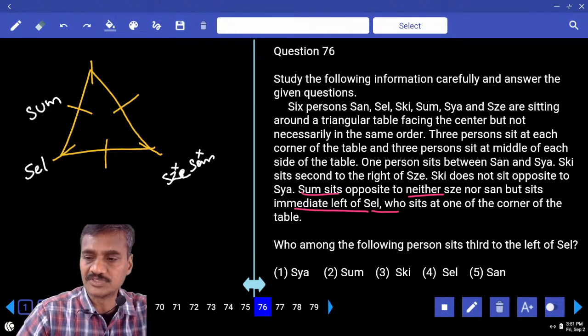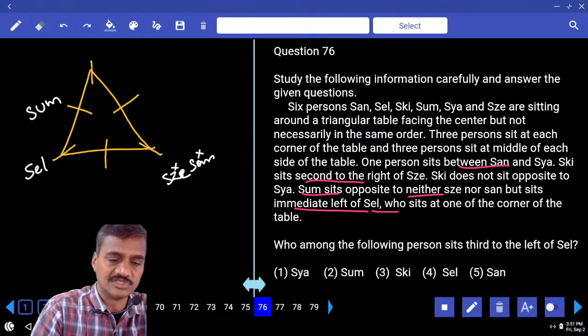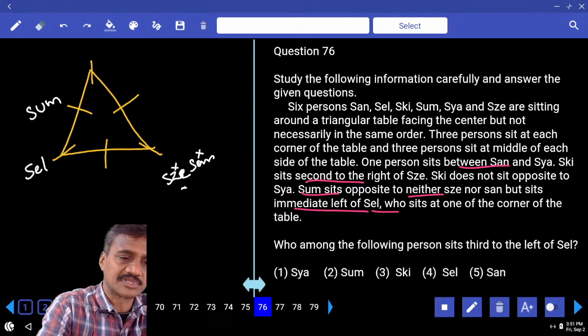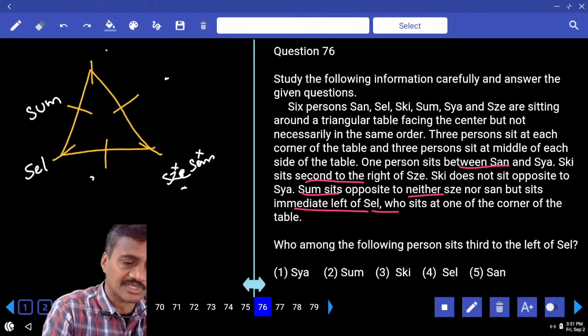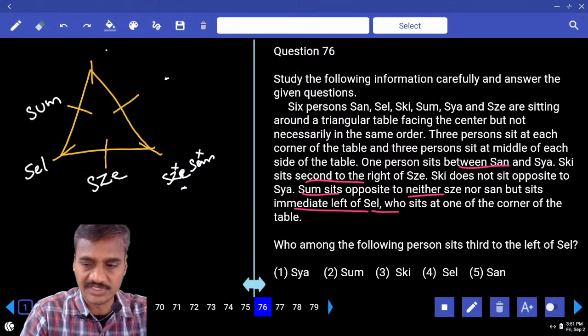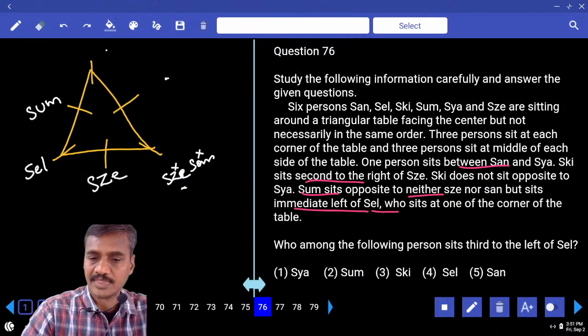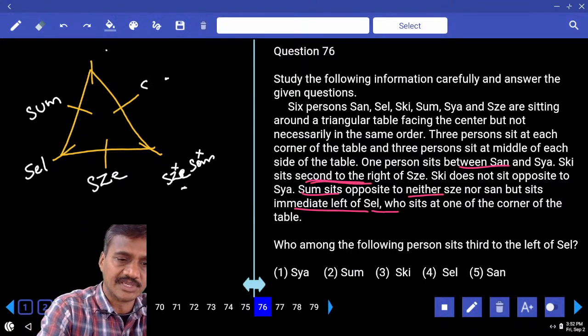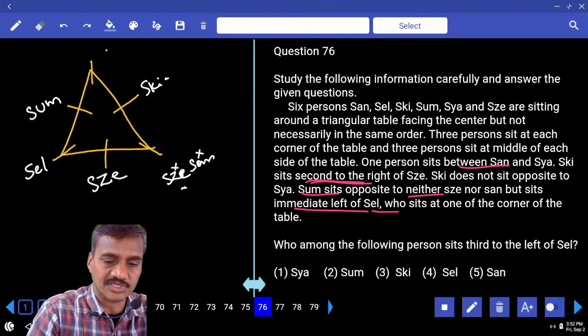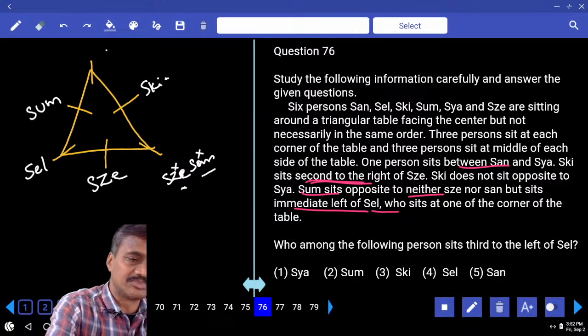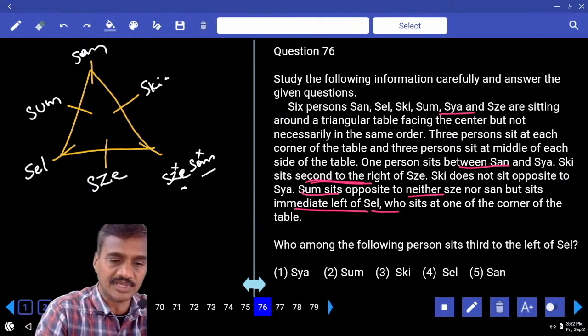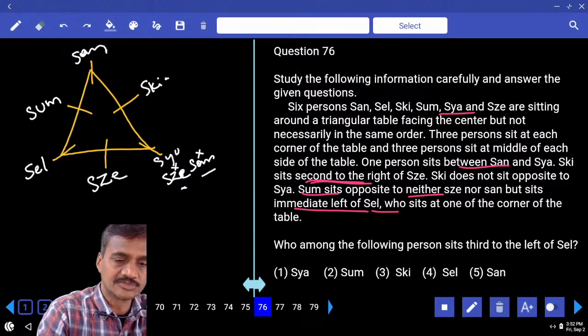Then there is one person between SAN and SYA, isn't it? And SKI sits second to the right of SZE. SZE cannot be at this place, cannot be here, cannot be here. And SZE is here. If SZE is here, SKI sits second to the right. SKI is here. If SKI is here, SAN cannot be at this place, SAN is here. Now if SAN is here, SYA is at this place.